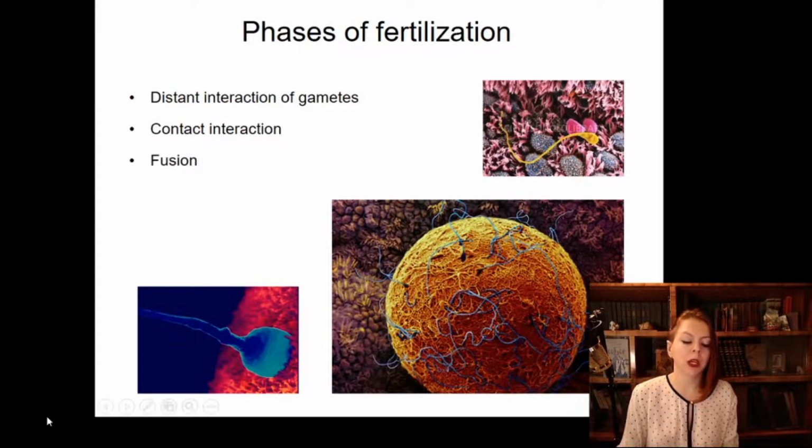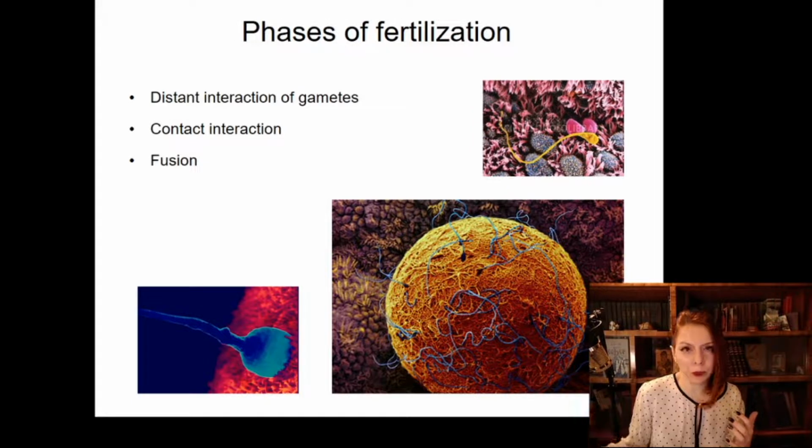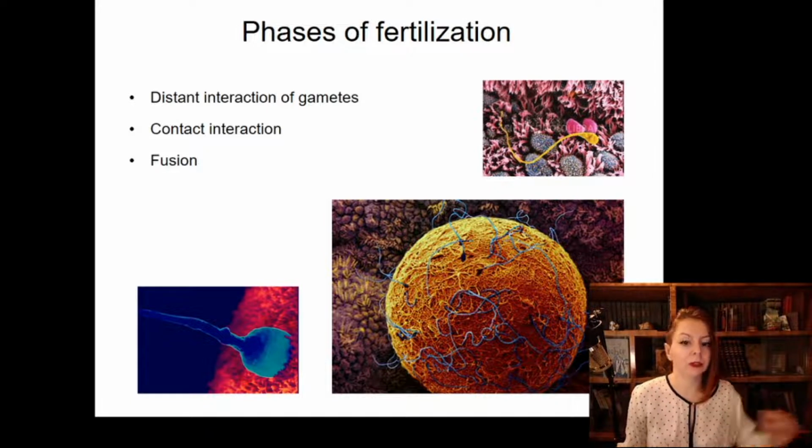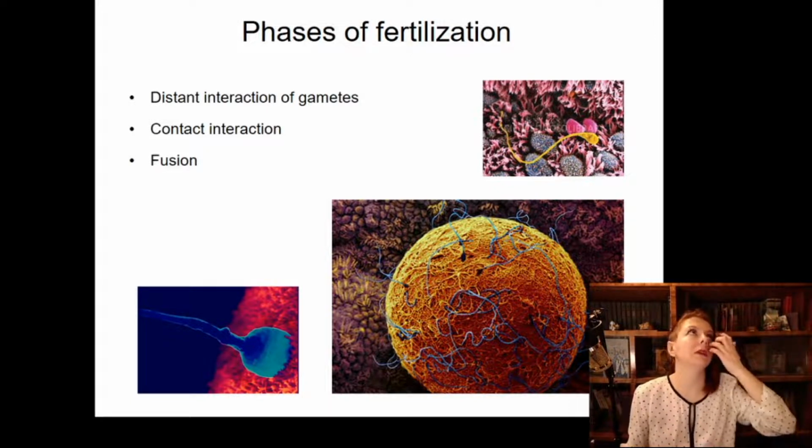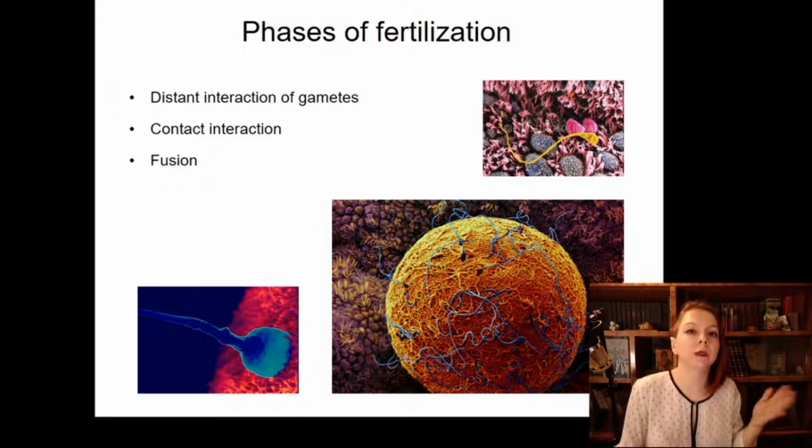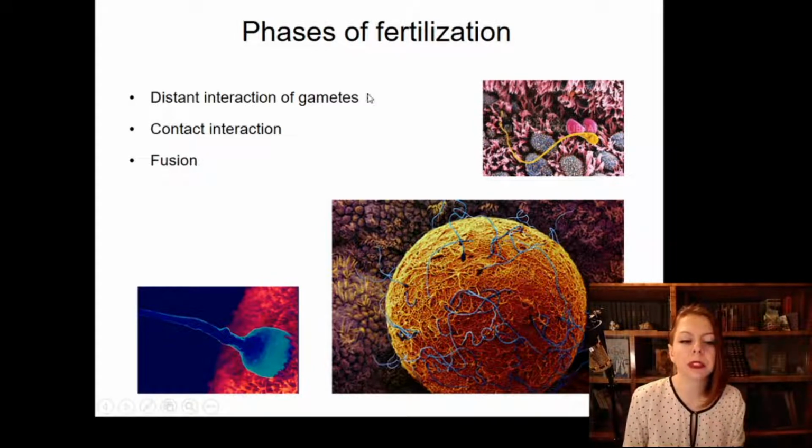Okay, let's move on. Now, as we have discussed the structure of the spermatozoon and the oocyte, let's talk about how they fuse and what the phases of their interaction are. Fertilization could be subdivided into 3 steps. The first is the distant interaction of gametes. When spermatozoa appear in the female reproductive tract, they start to interact with the oocyte, even though they are not in contact, but they feel chemicals and they decide where to move. They choose the direction of the further movement. So we call this distant interaction of gametes.